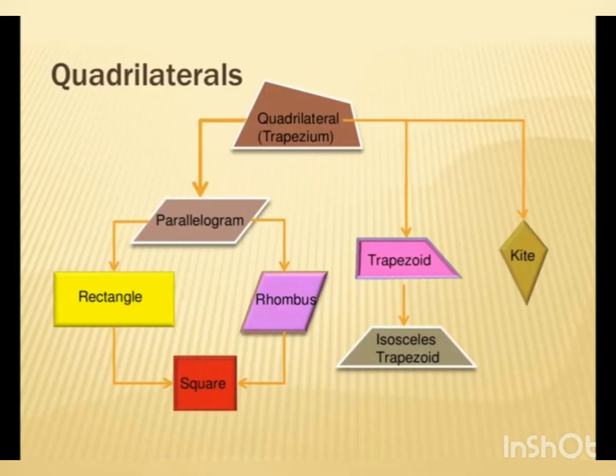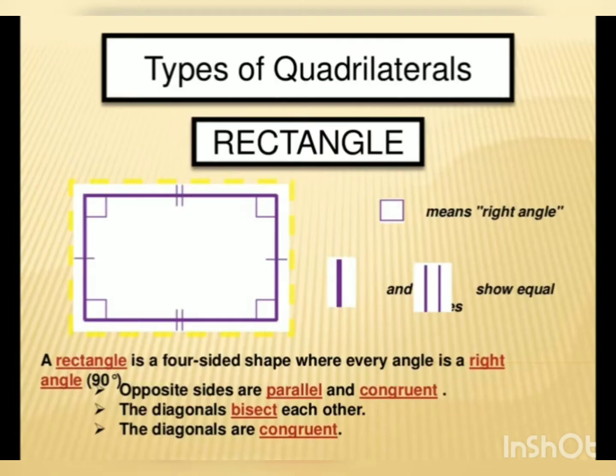Now these are the various types of quadrilaterals: trapezium, parallelogram, rectangle, rhombus, square, isosceles trapezoid, trapezoid, and a kite. Now we will start with some of the quadrilaterals and the properties related to them. Firstly, we will take a rectangle.